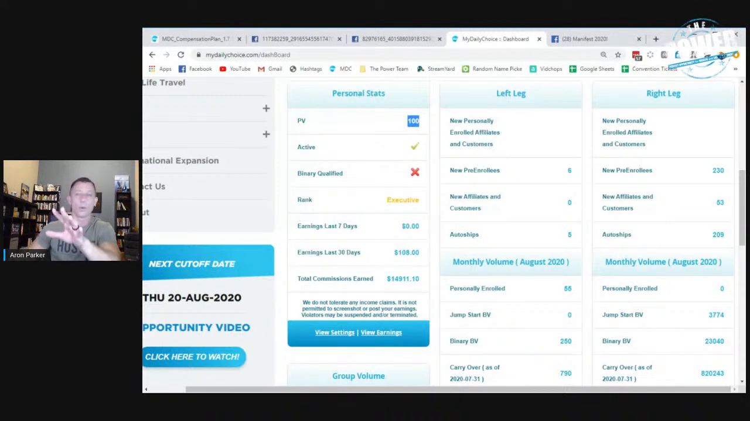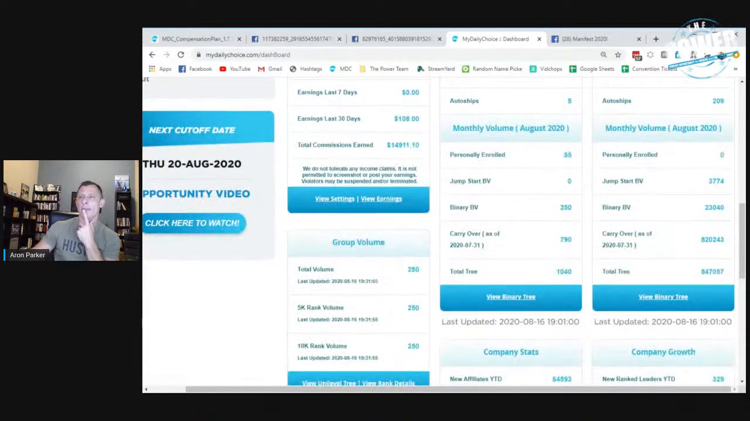So this person has their order. They got their 100. That's a director pack. Has to be at least 90. Remember. Now let's look at the other requirements. The next requirement is the personally enrolled. Look, they only have 55 on their left leg. That number needs to be what? 90. This is personally enrolled.